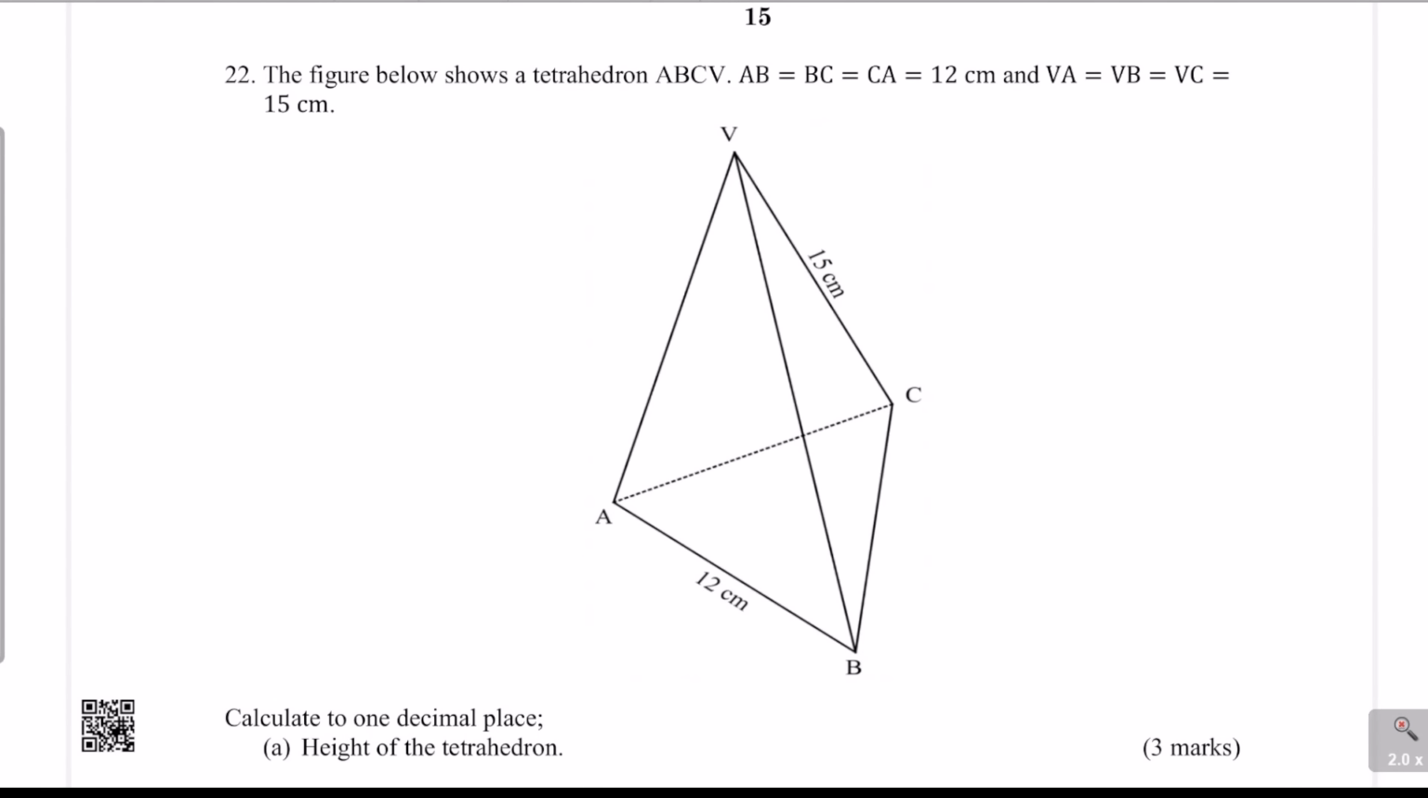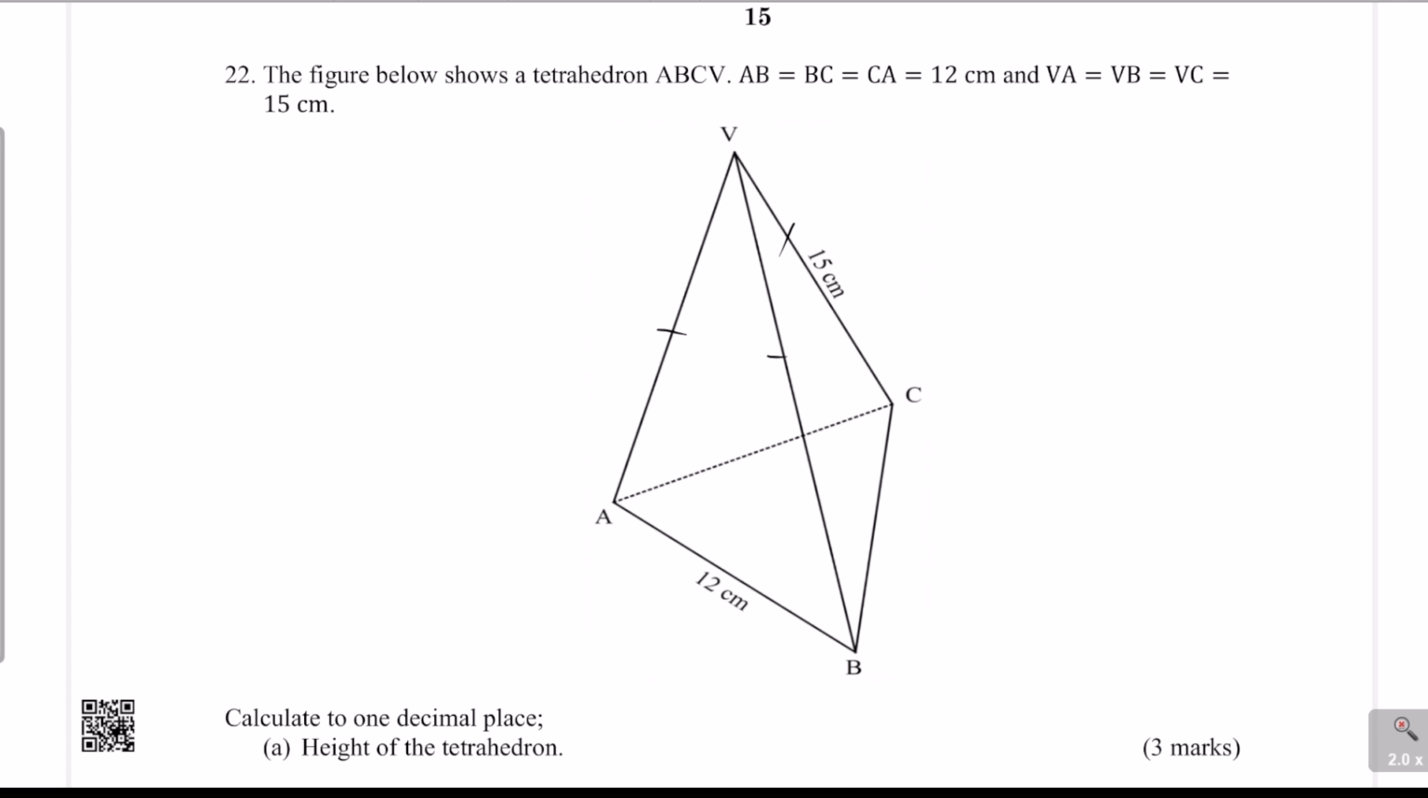The figure below shows a tetrahedron ABCV. AB equals BC equals CA equals 12 centimeters, and VA equals VB equals VC equals 15 centimeters. That means that all the slant heights are equal in this particular diagram. It is a right tetrahedron. First question: calculate to 1 decimal place the height of the tetrahedron.